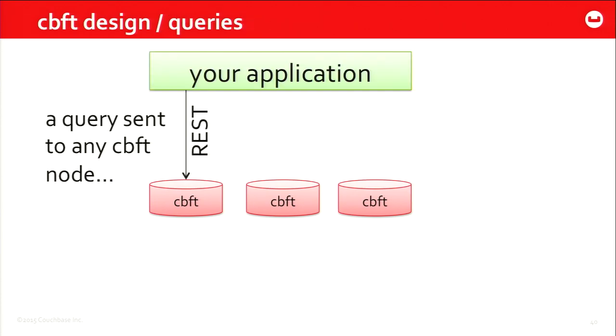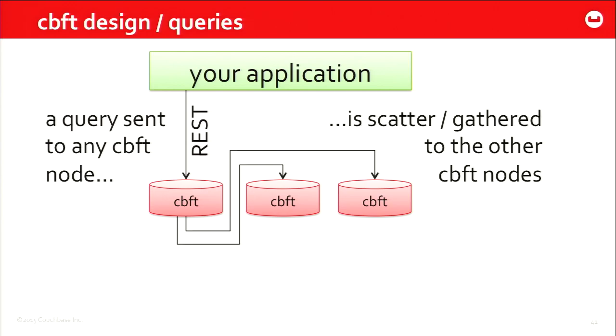On the query side of things, when your application wants to make a query, it can make a REST call to any CBFT node. It doesn't matter which one. And underneath the hood, CBFT is going to route and gather that request to all the other index partitions, gather the results, merge the scores, and provide you back one result.